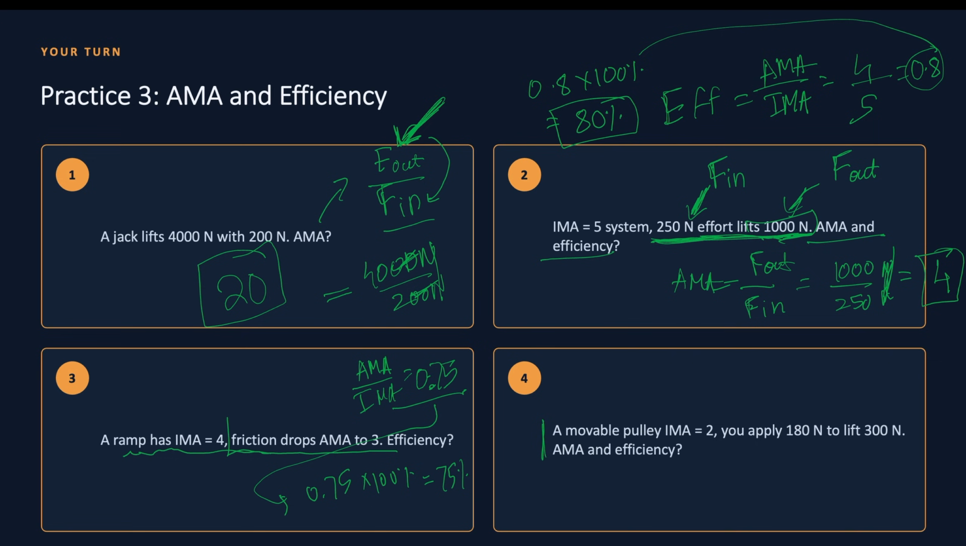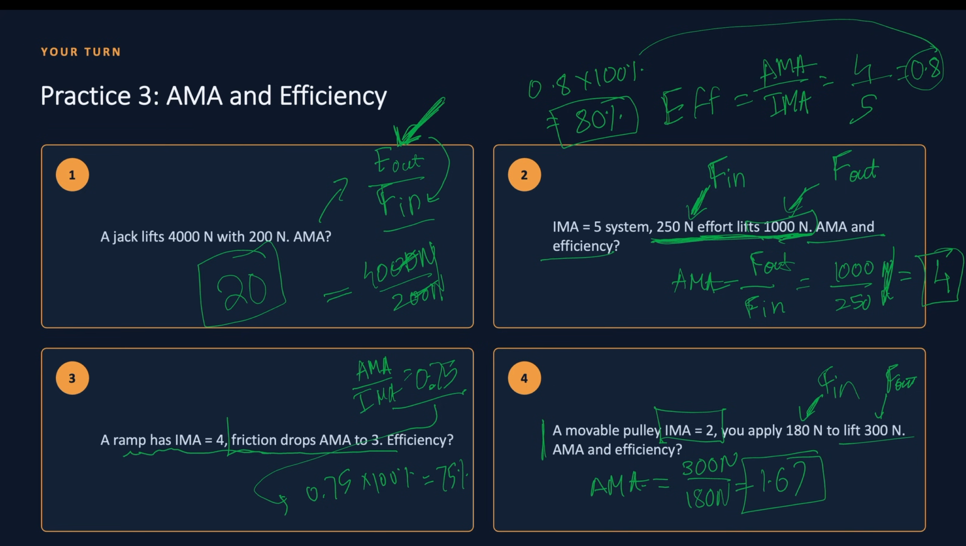Now, a movable pulley has an initial mechanical advantage, ideal. Initial is for kinematics and force, right? Of 2, and you apply 180 newtons to lift 300. Whatever you apply is force in. Whatever you lift is force out. Our actual mechanical advantage is force out, 300 newtons, over force in. And in this case, that should be about 1.67.